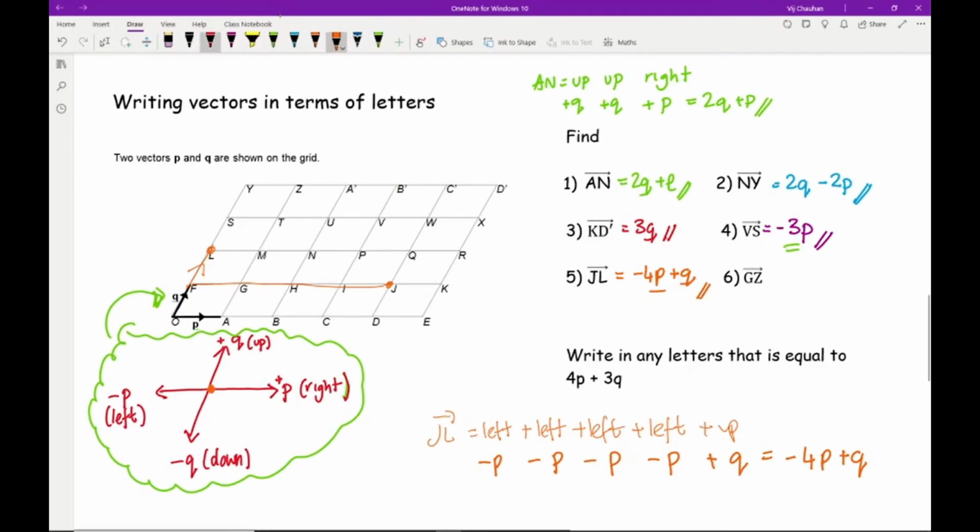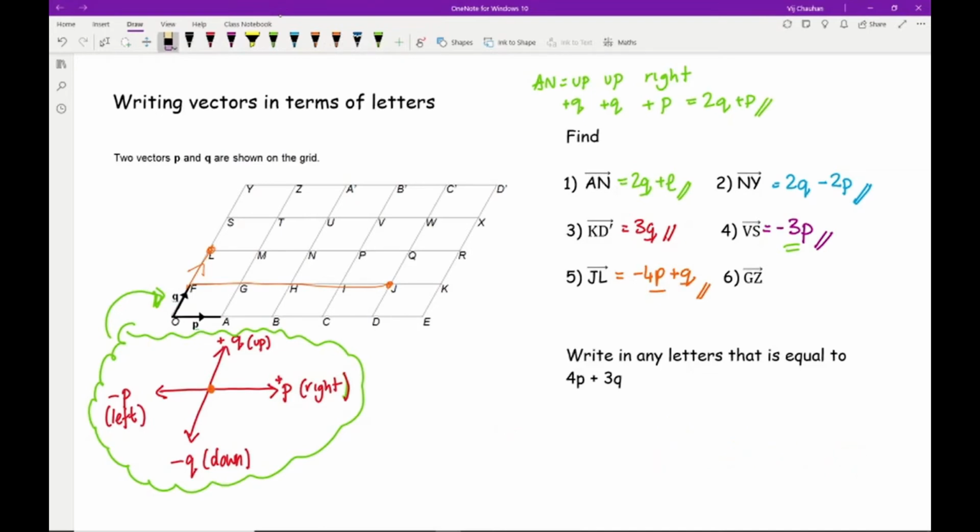And there we go. And then finally for this section we've got G to Z, or Z for our American friends. For this one we're going from G, so G is here, Z is here, so again I'm just going up 3, so G to Z is up, up, up, and again I'm going q, q, q, and if I join them together I get 3q, so the answer here is 3q.